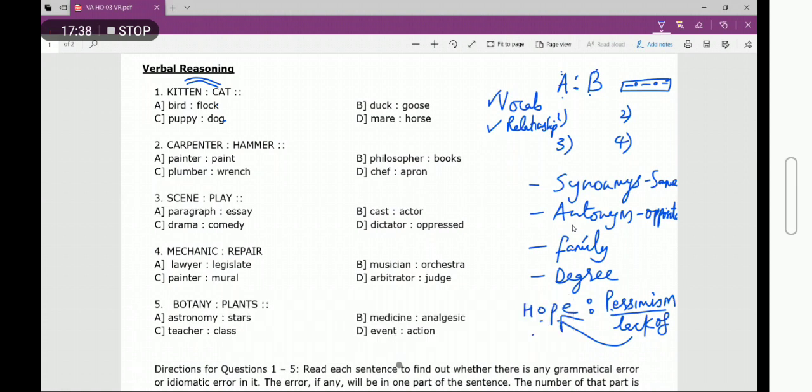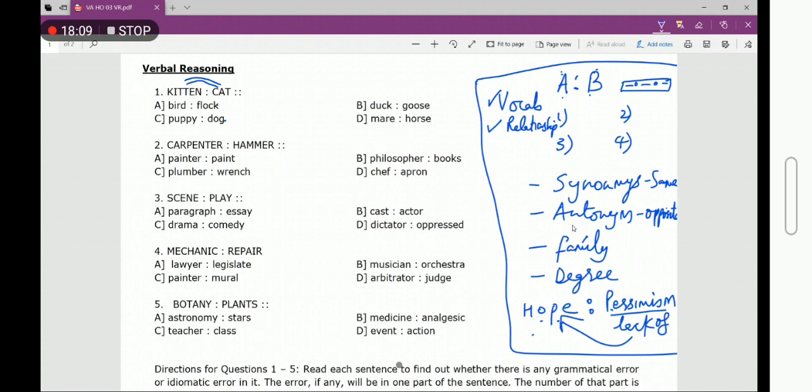Now, if I say there is a mountain and a hill, what is the relationship? Mountain is a big hill, correct? These are just to give you an idea of how you actually build relationships. Now in our actual question it says kitten, cat. What relationship? They are in the same family. Kitten is cat's baby, or cat is the parent of kitten, correct?